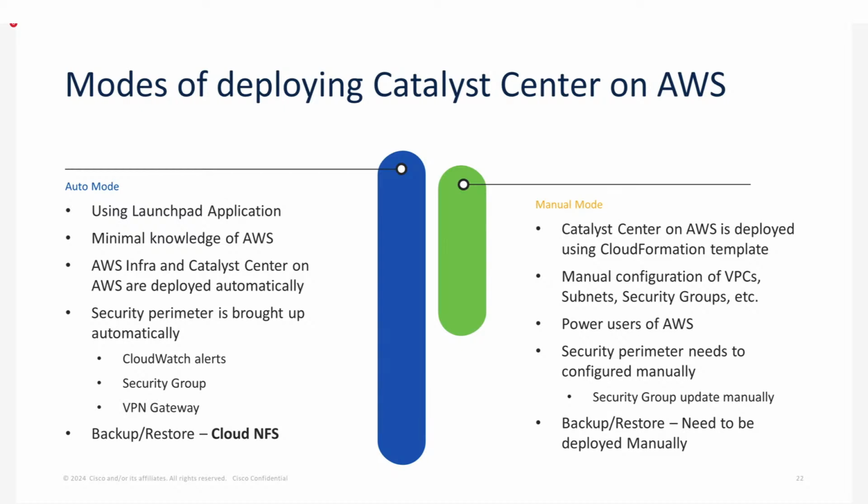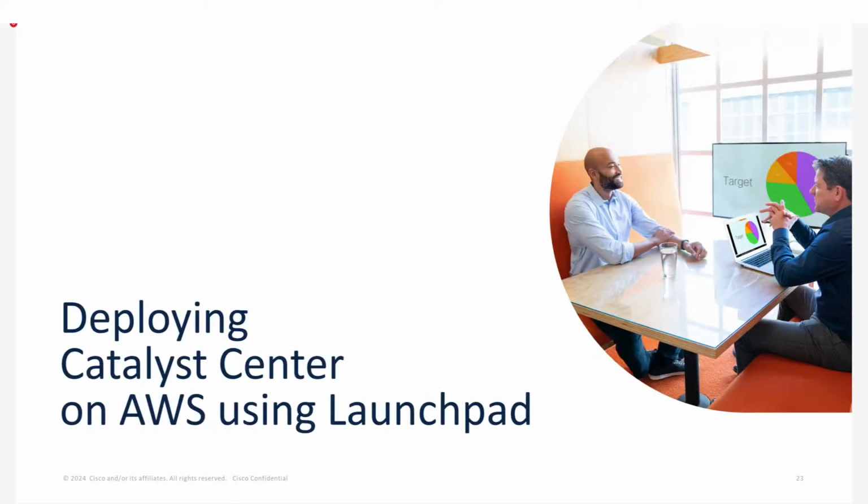It will set up the VPCs, the EC2 instance, transit gateway, customer gateway. Basically, everything that you will need to configure your Catalyst Center will be done for you automatically. All the security parameters, security groups, the ports that need to be opened, backup, restore, everything. So this option is highly recommended.